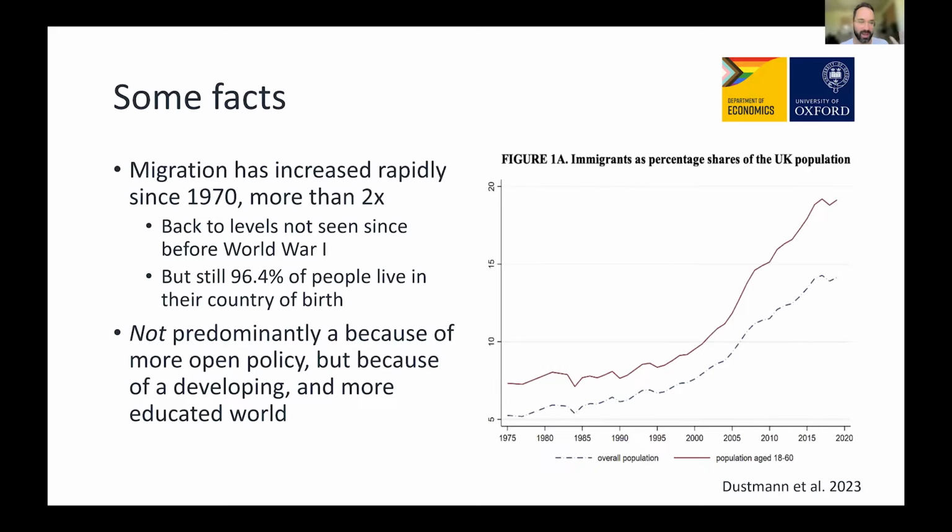Now, I've plotted here the UK because many of you will be in the UK, where you see that since the 70s, the share of immigrants as a share of the total UK population has increased even more than for high-income countries in general. For the working age population, this is the red line here, it's gone from 7-8% in the 70s to almost 20% today.